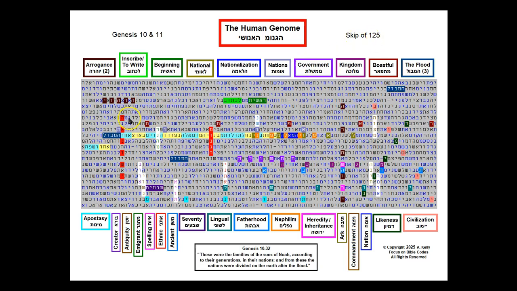And just over to the left a little bit, we have the human. And you see how it skips a row here? So that would make it a letter skip of 250.